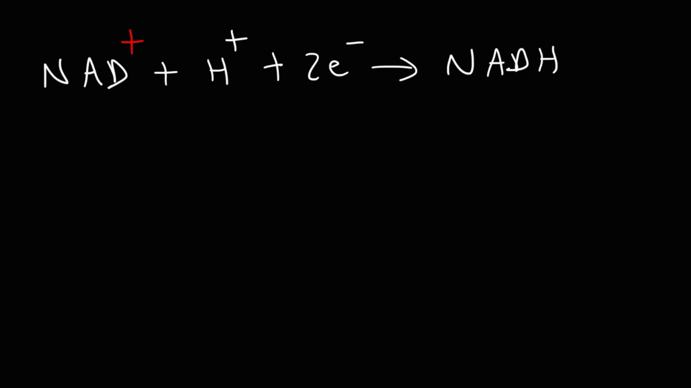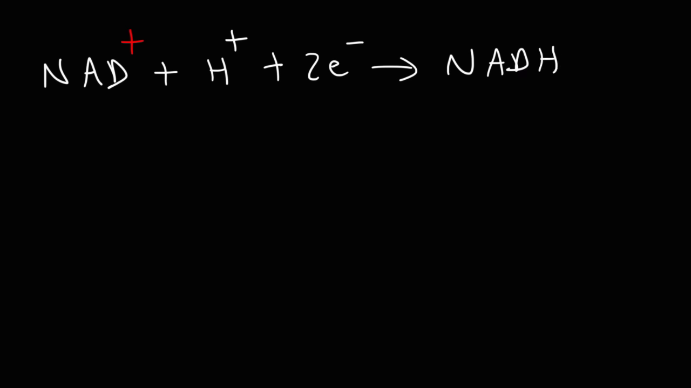Now E is going to be a false statement. Muscle cells produce ethanol under anaerobic conditions. Muscle cells produce lactate under anaerobic conditions. Yeast cells, they will produce ethanol under anaerobic conditions. So that's it for number six. The correct answer, which I kind of scratched off, is answer choice D.